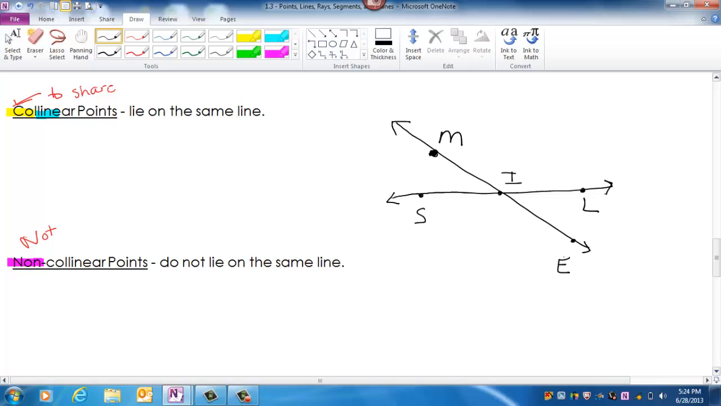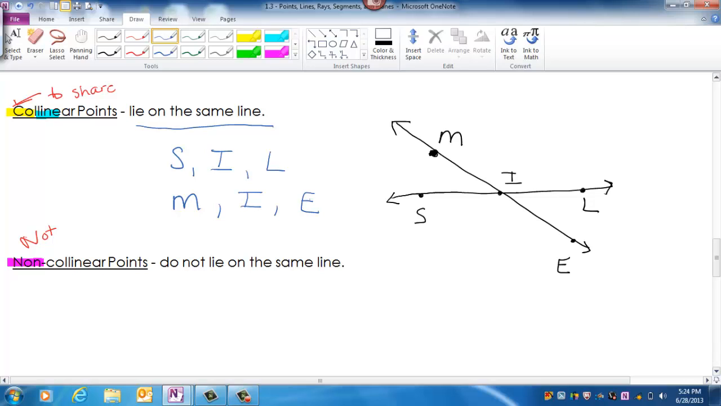If you were asked to name 3 collinear points, so points that are on the same line, you just want to find 3 points in this picture that are on the same line. So points S, I, and L. That would be an example of 3 collinear points. Or you could maybe say points M, I, and E. Those would be 3 collinear points.